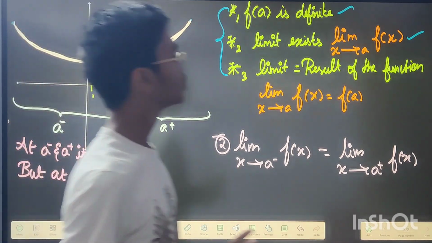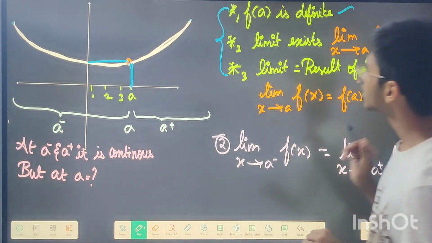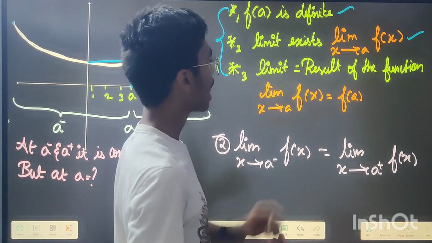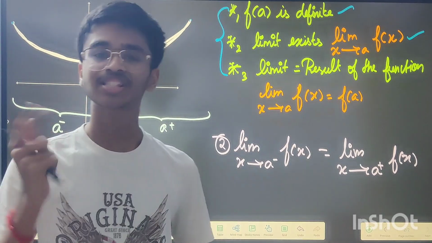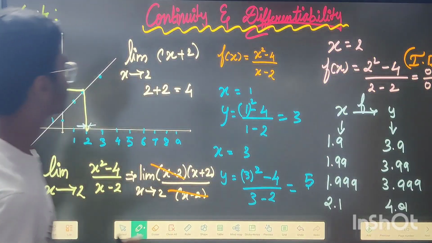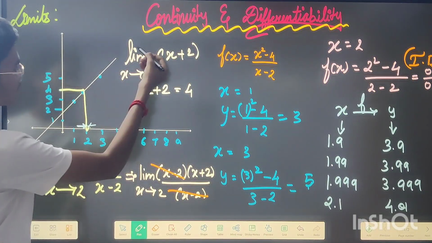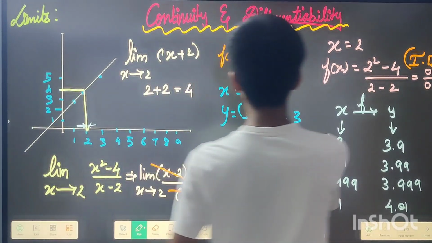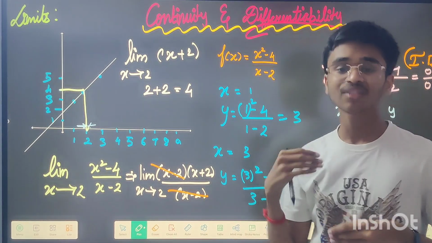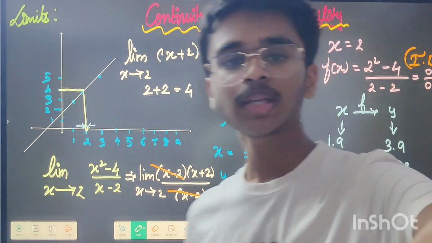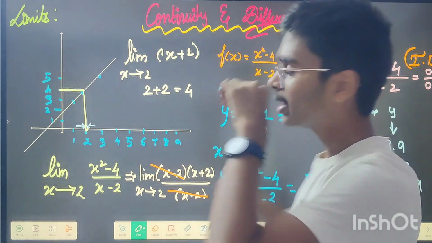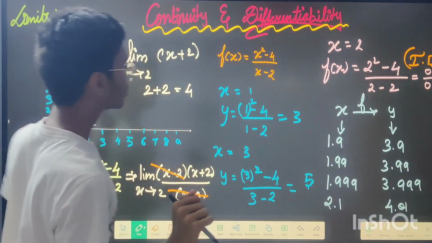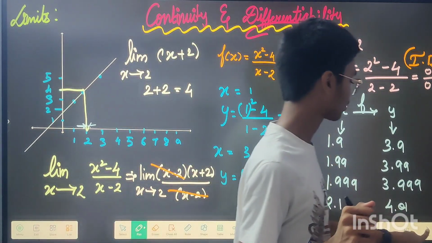Next, limit is equal to the result of the function. So you have to check whether the limit is equal to the result of the function or not. If the limit value is 4 and the resultant value of the function is also 4, that means it is continuous. Here we have given the limit, which is 4, and here it is actually f of x. In place of this x, if I directly substitute 2, then automatically here it will be 0 by 0, which means here it is not equal. That means it is not continuous over here.